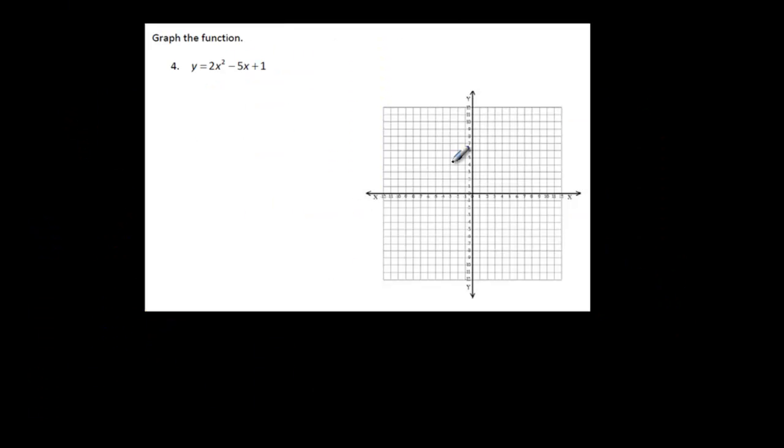Alright, number 4. They want you to graph this function. Well, in order to graph the function, if you remember from my explanations from 4.1, it's always good to get, ideally, the vertex. So what we're going to do is we're going to find the vertex, plot that, and then go from there. So the vertex is the opposite of b over 2a. So the opposite of negative 5 is 5. 2 times 2 is 4. So that's our x coordinate of the vertex.